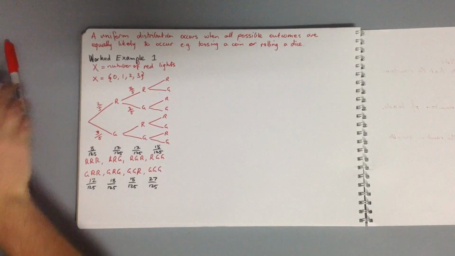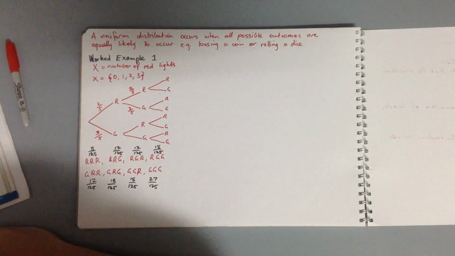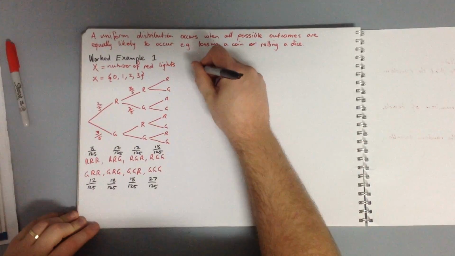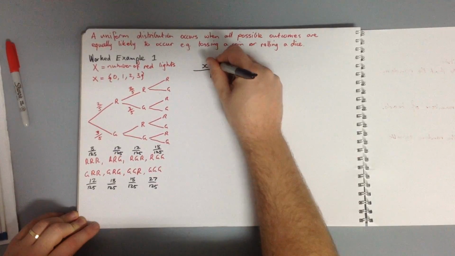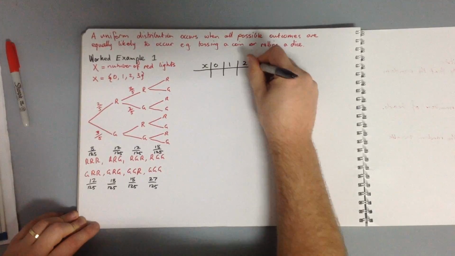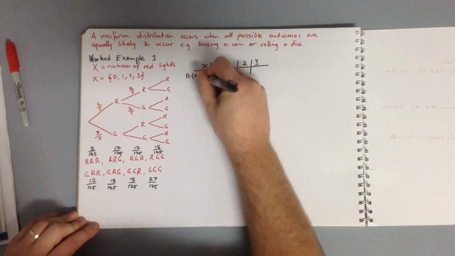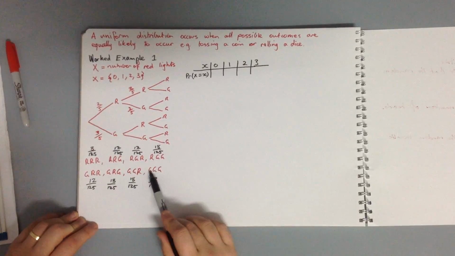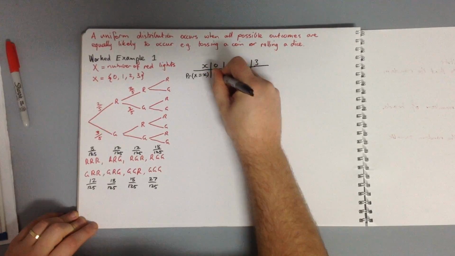Okay. Part C is find the probability distribution for this random variable. Okay, so for our probability distribution, what we need to do is set up our table and say, well, we've got x, and we know x can be 0, 1, 2, or 3 for our red lights, and we've got the probability that X equals x. Okay, so we look and ask, what's the probability that we get no red lights? Well, that's our green, green, green, which is our 27 on 125.